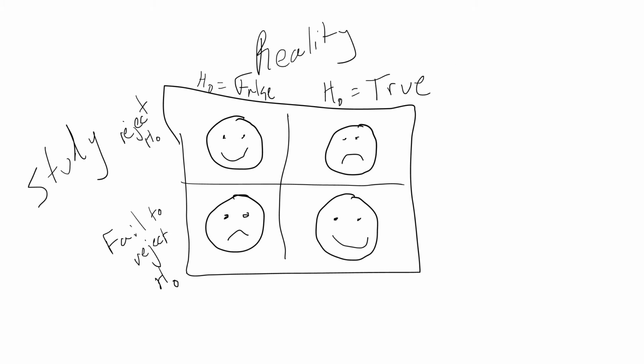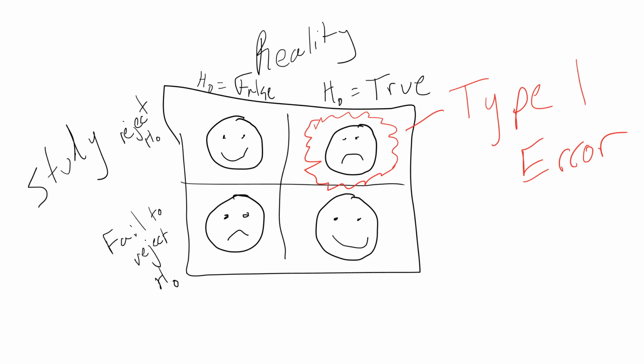hypothesis. So at the conclusion of our study, we have four possible outcomes. Either we correctly reject the null hypothesis, we correctly fail to reject the null hypothesis, we incorrectly reject the null hypothesis, or we incorrectly fail to reject the null hypothesis.